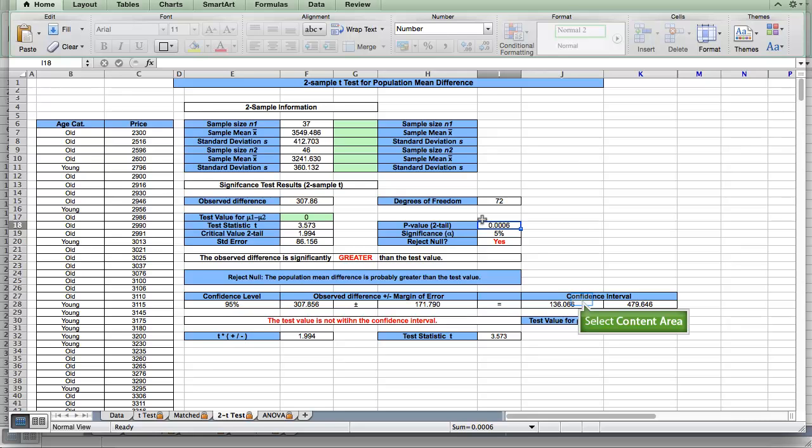On average, the young homes will be $136,479,066 to $479,646 greater in price than the old category homes.